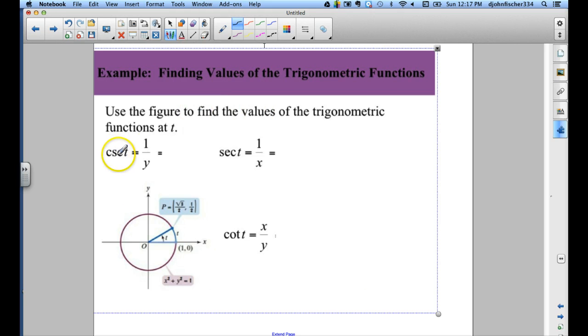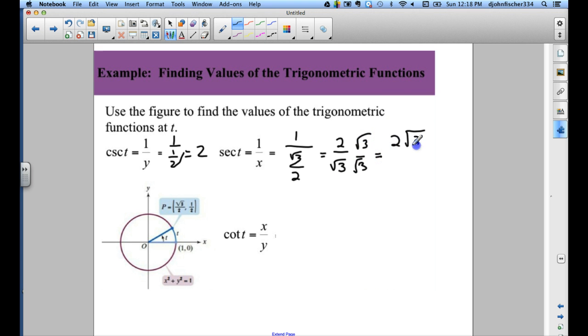Use a figure to find the 6 trigonometric functions. Now cosecant is 1 over y. Well, 1 over 1/2, which if we simplify is 2. Secant is 1 over x, which would be 1 over the square root of 3 over 2, which is equal to 2 over the square root of 3 if we flip and multiply. Rationalize the denominator, so we're going to get 2 square root of 3 over 3.